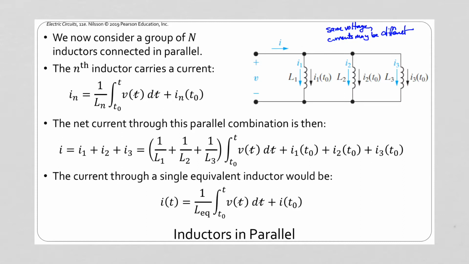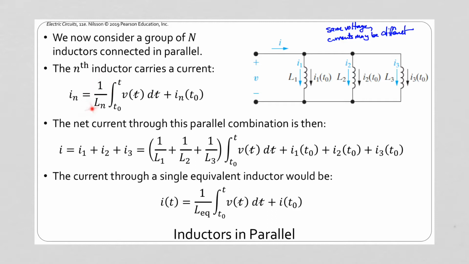And I can express these three currents in terms of what we know the current to be for each inductor. We'd have 1 over L1, the integral of the voltage, plus the initial value for I1, and then we'd have 1 over L2, the integral of the voltage, plus the initial value of I2, etc. We can factor out the integral term because the voltage is the same for all of them. That's the definition of being in parallel.